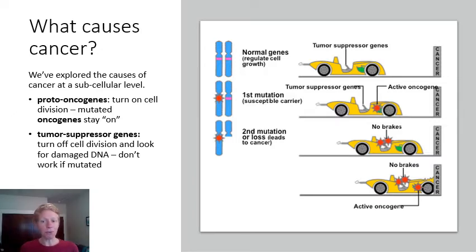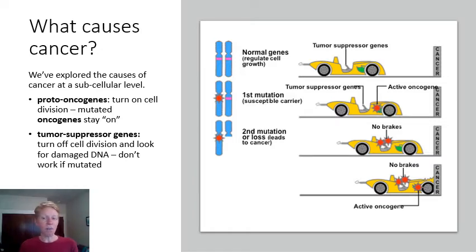So imagine that you are driving a car and your foot pushes down on the accelerator and the accelerator gets stuck. That is analogous to what's happening with proto-oncogenes when they're mutated into oncogenes. The other type of gene that's really important in this increased risk of cancer are tumor suppressor genes. So normal cells have normal, unmutated, functioning tumor suppressor genes. Like it sounds, these genes suppress the growth of tumors, right? They turn off cell division.